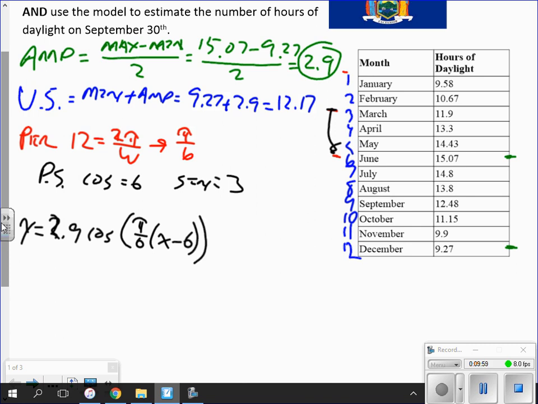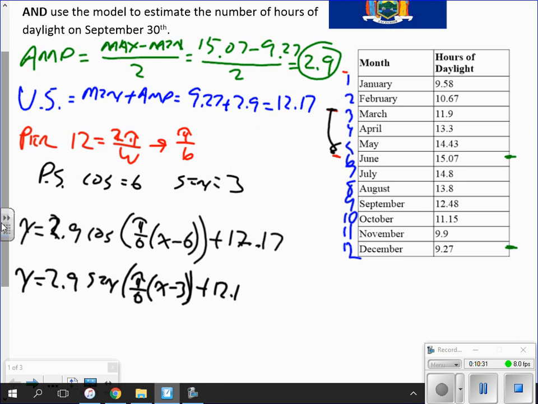You can distribute if you want, but I'm not going to worry about distributing. And then what was our vertical shift? Plus 12.17. Move the whole graph up 12.17. If we do it for the sine, everything's the same except for the phase shift. Y equals 2.9 sine of pi over 6 times (x minus 3) plus 12.17. And that's what the sine would look like, because you only go halfway over.